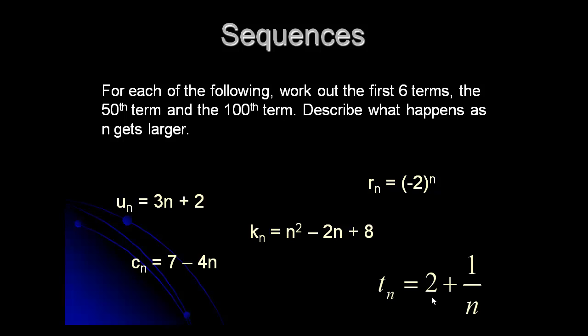And another very interesting one here, this t n sequence, 2 plus 1 over 1, 2 plus 1 over 2, 2 plus 1 over 3, that gives us 3, 2 and a half, 2 and a third, 2 and a quarter, and so on. 2 plus 1 over 50 for the 50th term, 2 plus 1 over 100 for the 100th term. And as the n's getting bigger, hopefully you notice that this fraction's getting smaller and smaller, closer to 0, and the value of each subsequent term is getting closer to 2.